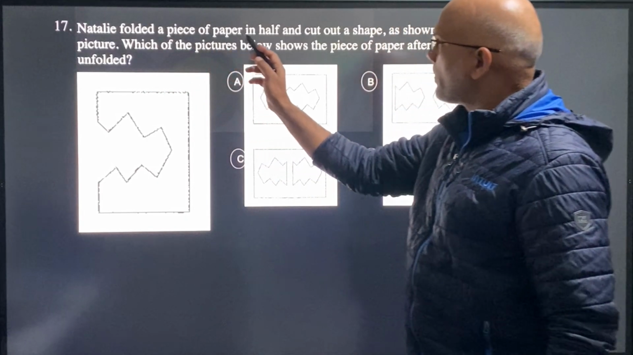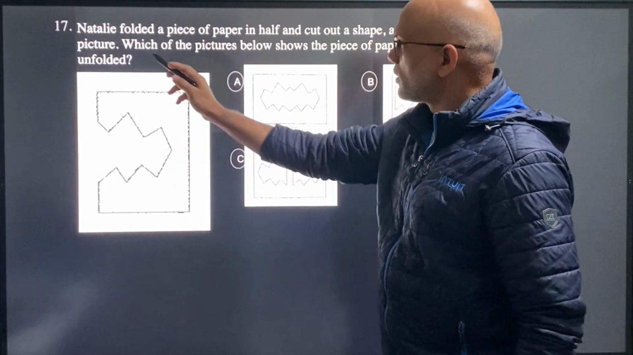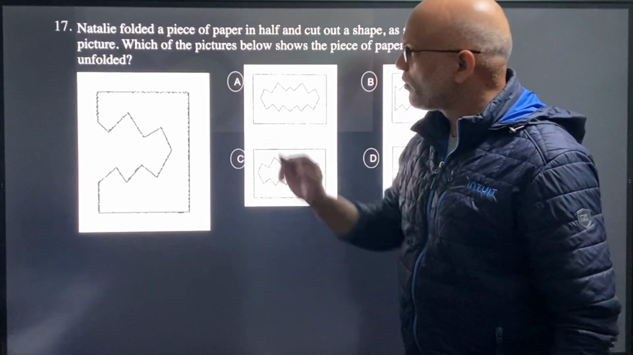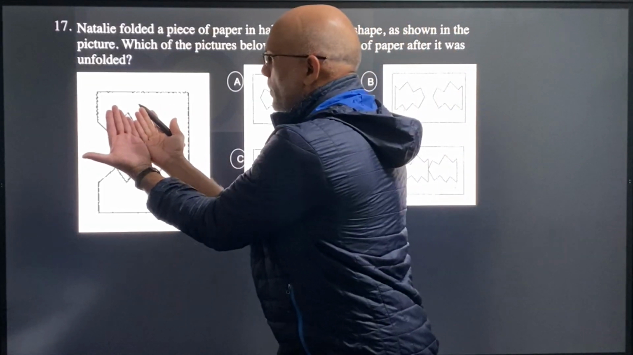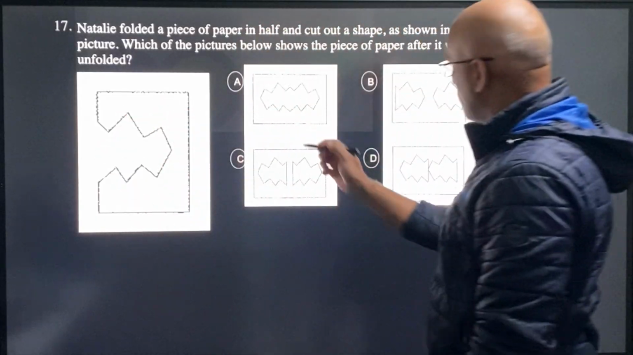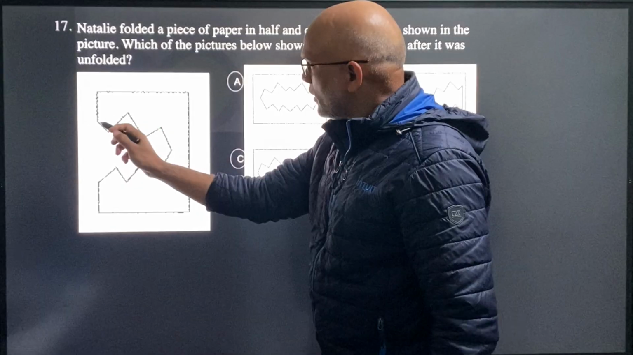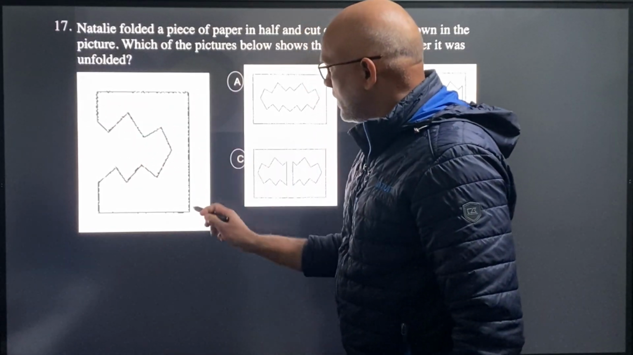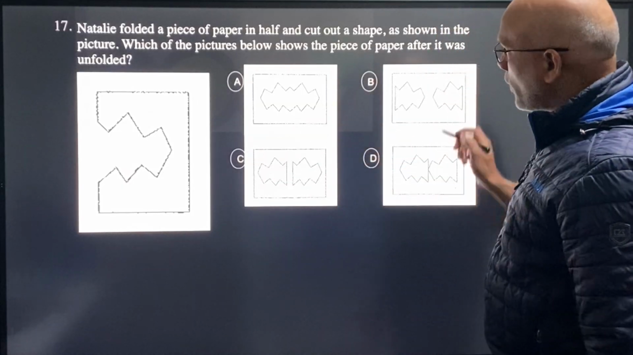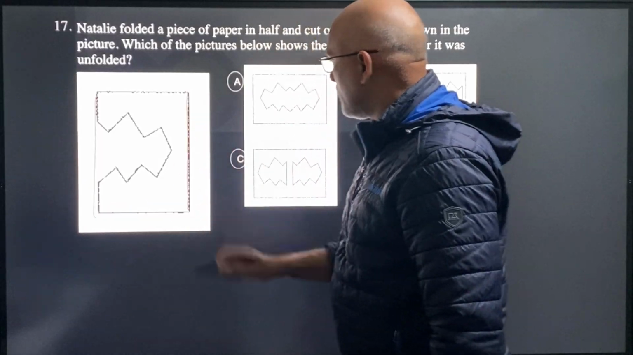Natalie folded a piece of paper in half and cut out a shape as shown in the picture. Which of the pictures below show the piece of paper after it was unfolded? So alright, we had a piece of paper, we folded it and then cut this shape, and then when I unfold it, which of these is the correct choice? Note that the fold line can be any, right? But looking at the choices, looks like the fold line is either this one or this one.